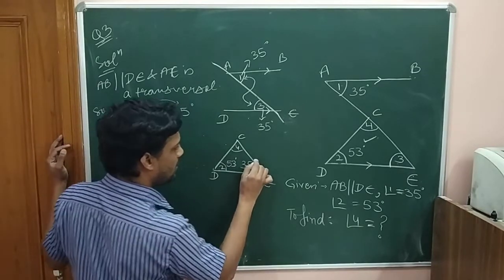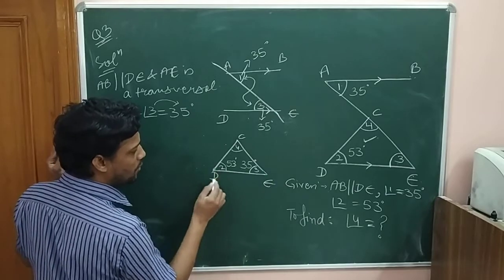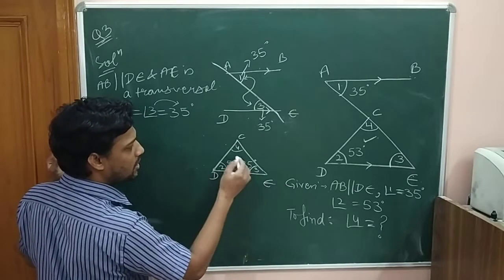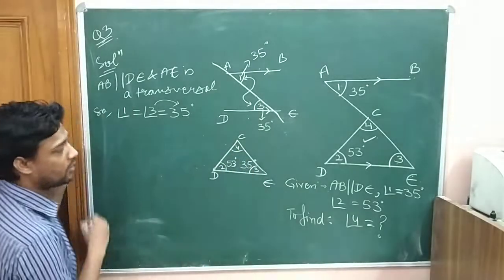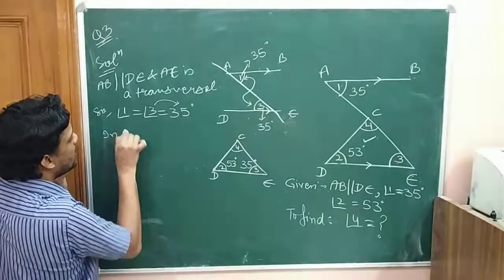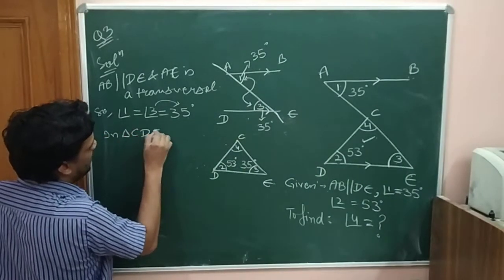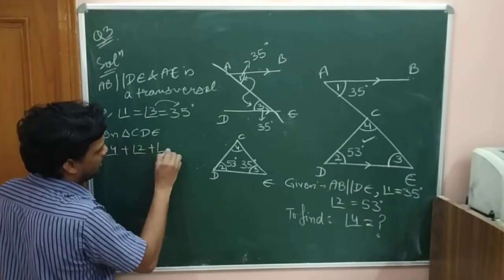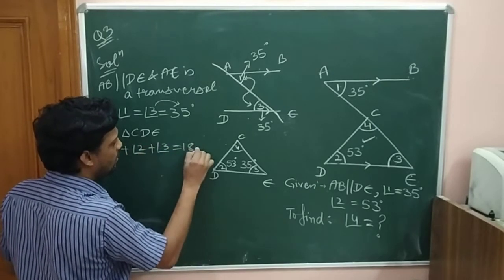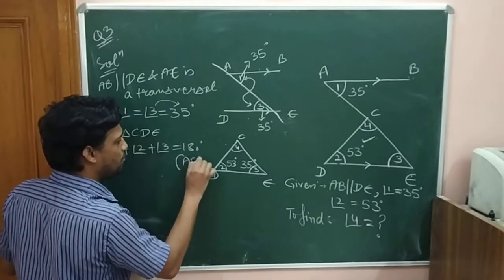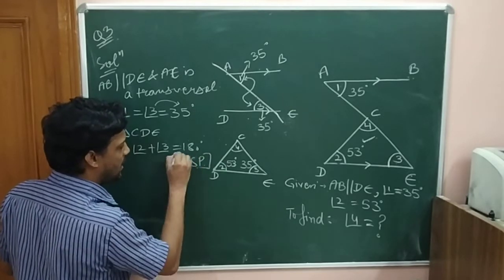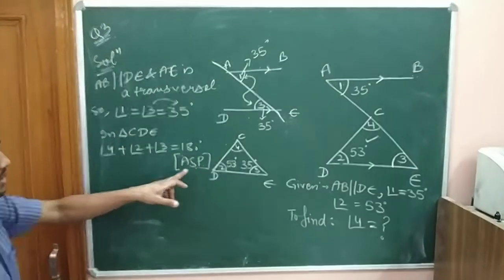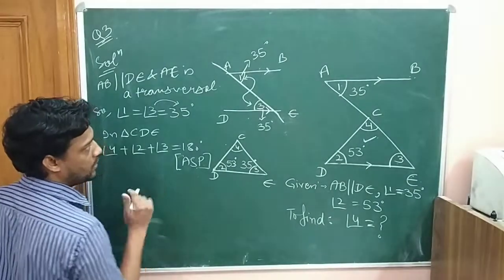Now by the angle sum property, if we know the value of two angles, you can find the value of the third angle. So first of all, write in triangle CDE, angle 4 plus angle 2 plus angle 3 equals 180 degrees. Reason: angle sum property. In short, you can also write ASP.